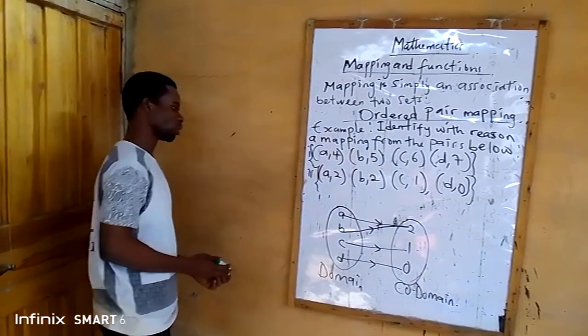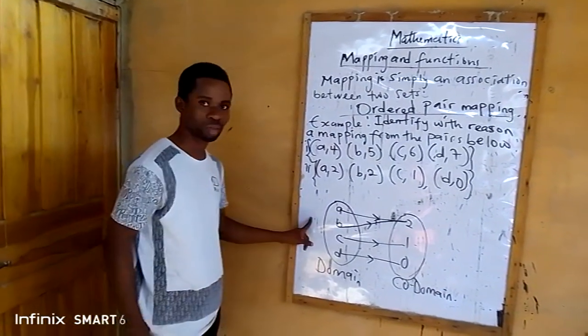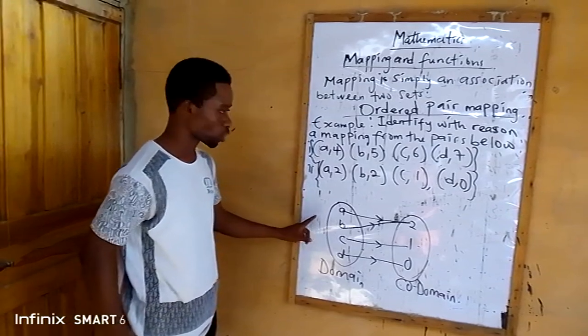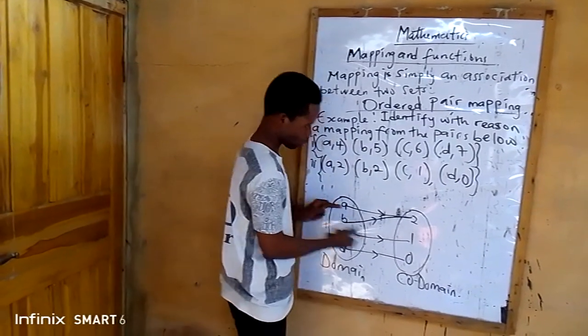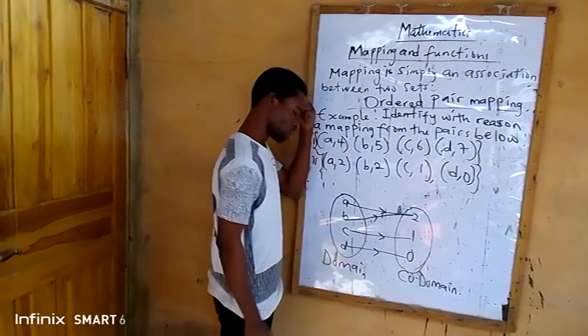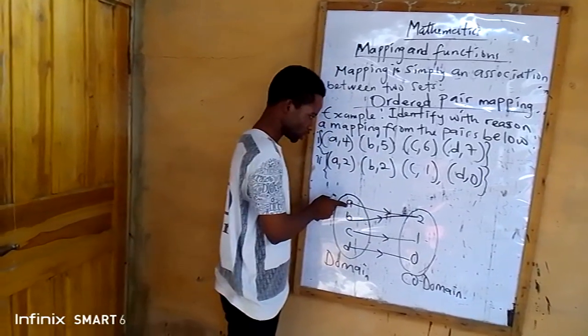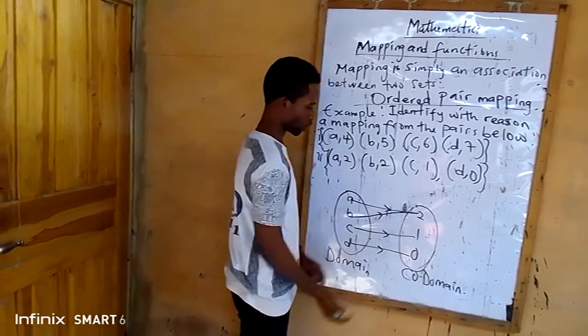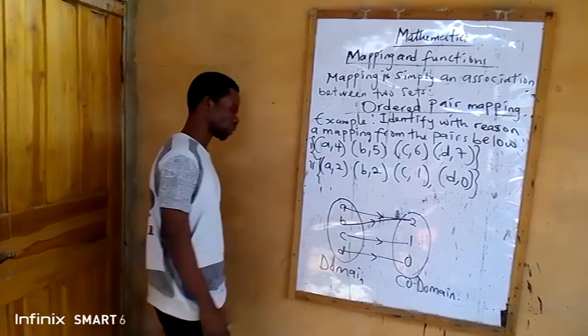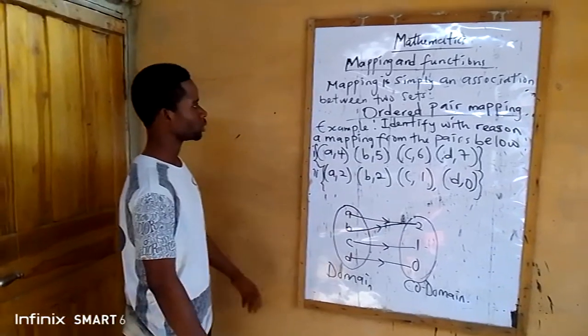So this kind of diagram is also a mapping and function diagram. It's a mapping and function diagram because, as I told you, it is allowed for 2 elements to pair with 1 in codomain, but it is not allowed for 1 element to pair with 2. It's not allowed, but 2 can pair with 1 in codomain. So this kind of diagram is a mapping and function diagram.